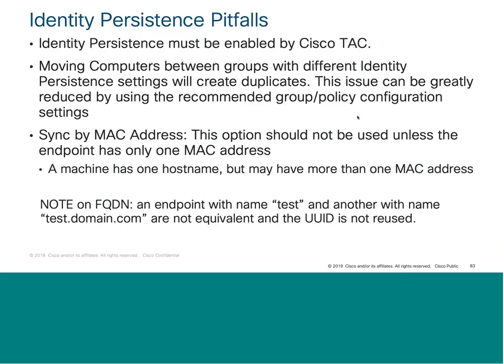If you need identity persistence, check with TAC. They can get it enabled for you. Some of the main pitfalls, I've already touched on these, so I'm not going to linger here: keep group policy configuration settings consistent, and don't use sync by MAC address unless you're sure that there's only one MAC address on that machine.